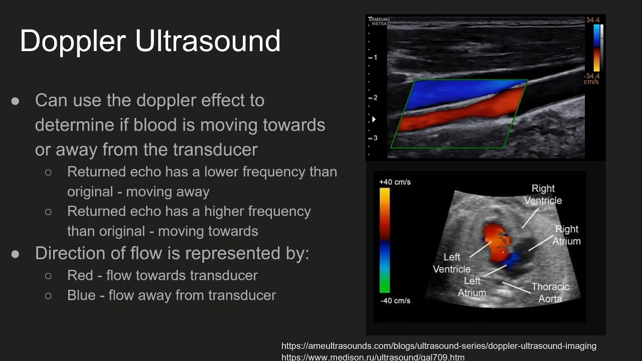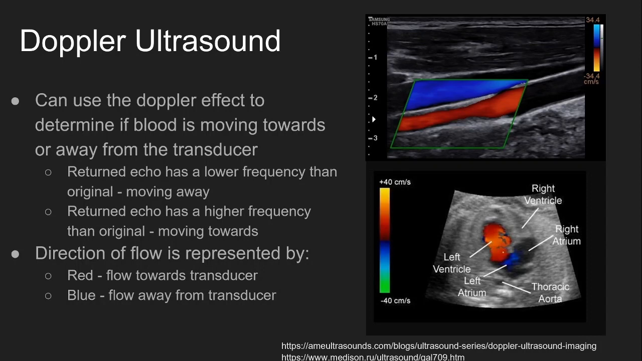The Doppler effect is a very useful feature of the ultrasound that can be used to determine the direction of blood flow. An ultrasound can generate a colorimetric representation of the directionality of blood flow by determining whether the returning echo is of higher or lower frequency compared to the original sound wave. If the echo has a higher frequency, it is moving towards the ultrasound probe. This is represented by the color red. If the echo has a lower frequency, it is moving away from the probe. This is represented by the color blue.